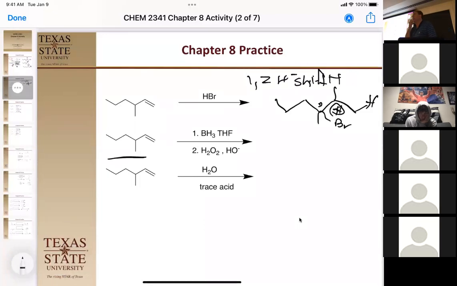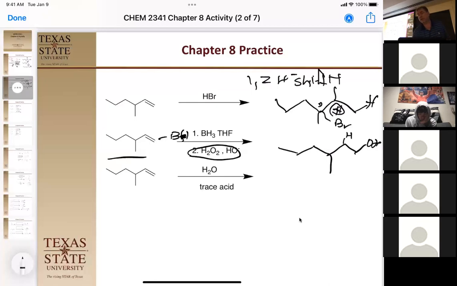Oh, that's one that adds a little funny, right? That adds all at the same time, syn addition. The boron is going to be attached here with those two other H's. So when we oxidize it, that's where we're going to put our alcohol, OH. And I'm going to put the hydrogen here, the one that came from the boron. Okay, so that added right across, syn.